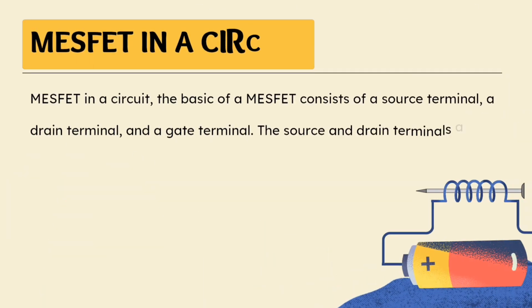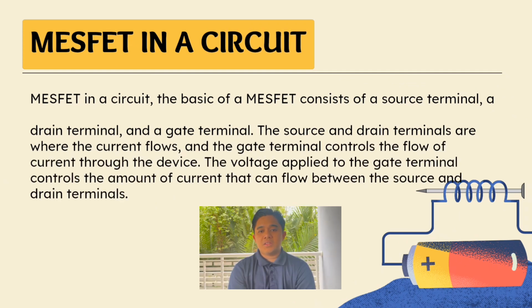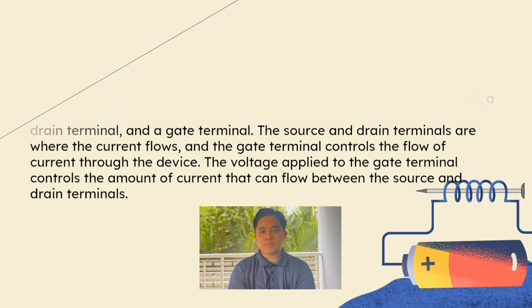Alright, I will tell you about MESFET in a circuit. The basic MESFET consists of a source terminal, a drain terminal, and a gate terminal. The source and drain terminals are where the current flows, and the gate terminal controls the flow of current through the device. The voltage applied to the gate terminal controls the amount of current that can flow between the source and drain terminals.